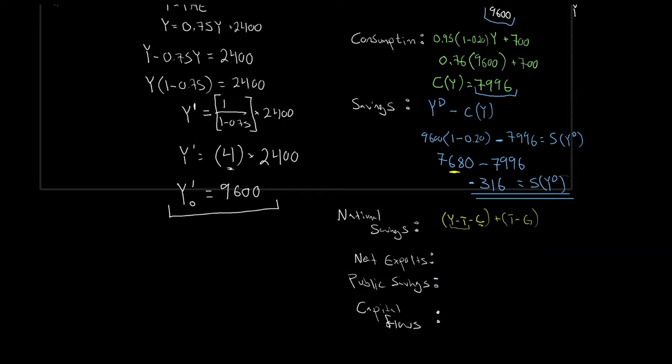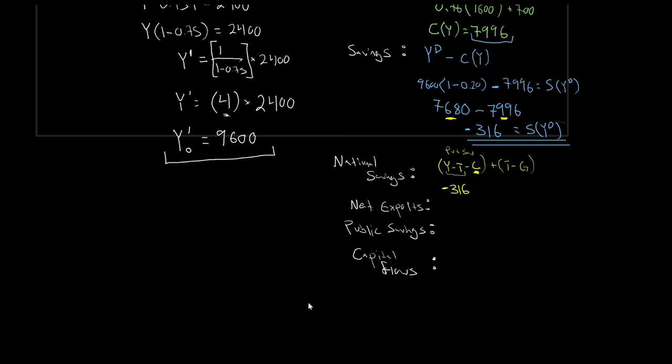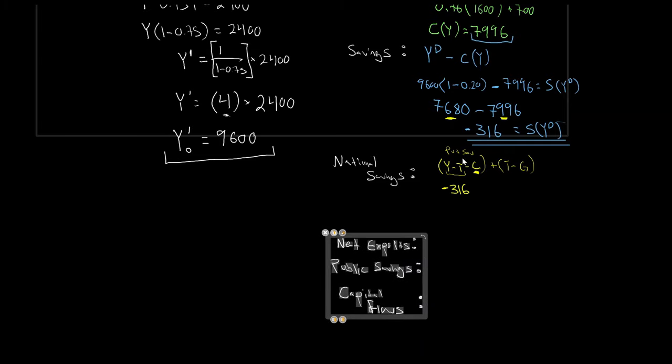Disposable income minus consumption, that gave us our private savings, right? So this guy here, this was our private savings, which we've just worked out to be negative 316. That is, we have negative savings, we have dis-savings, we are borrowing from our future. Okay, so that's our private savings.